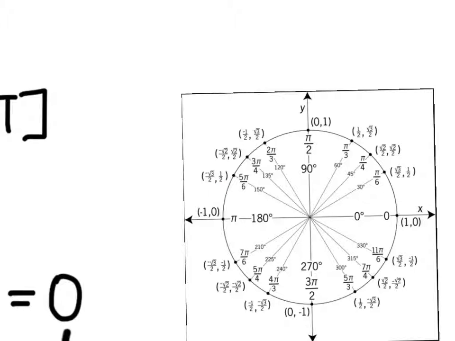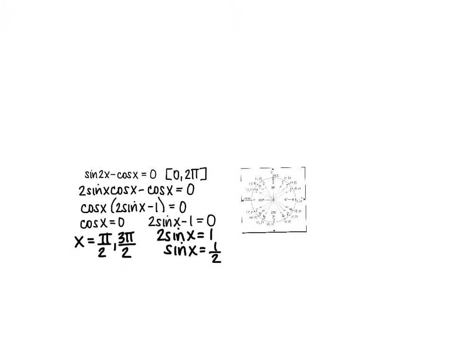7 pi over 6 is not going to work because it gives me a negative 1/2. And 11 pi over 6 is also not going to work because it also gives me a negative 1/2. So my two answers are going to be x is equal to pi over 6 and 5 pi over 6. I could plug those in, and that should give me a true statement for sine of 2x minus cosine x equals 0.